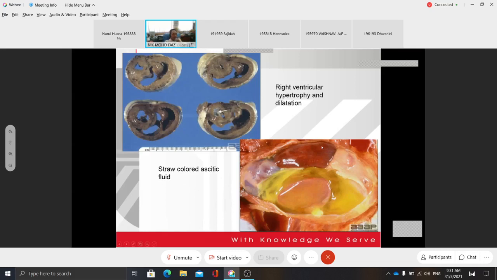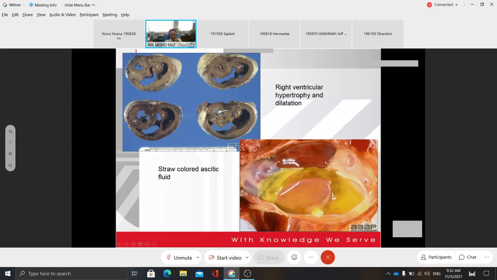If you do postmortem and cut the surface of the heart, you'll see ventricular hypertrophy and dilatation. In a normal heart, you shouldn't see this big space. It should be very narrow here. This is hypertrophic and already dilated. And another thing you'll see is straw-colored ascitic fluid. See, this is straw-colored ascitic fluid. This is a liver. Even the heart here, see how big the heart is?